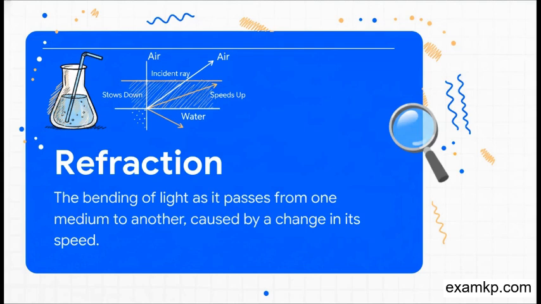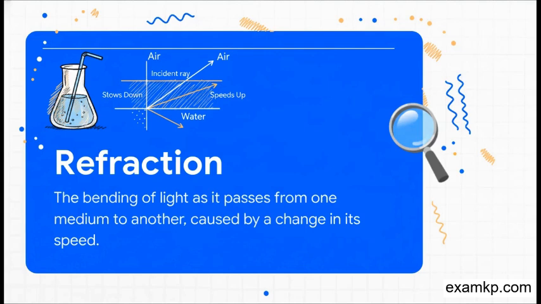You've all seen this, right? You put a straw in a glass of water and it looks broken or bent. That, my friends, is refraction in action. It's just the bending of light when it goes from one thing, like air, into another, like water.